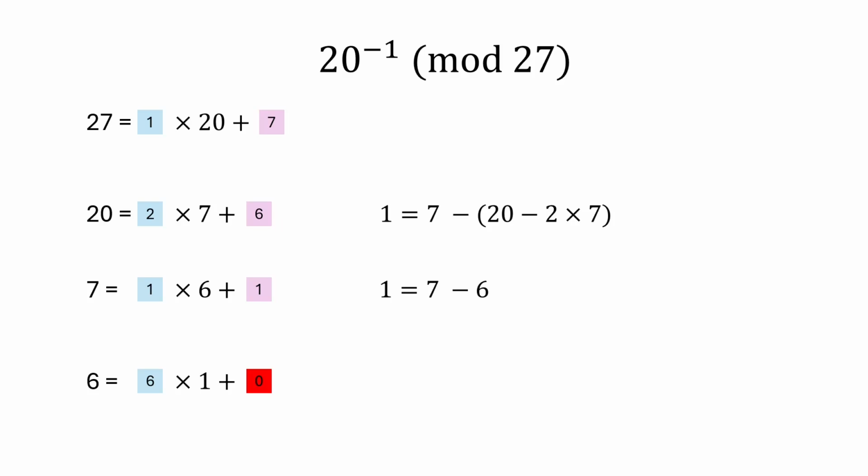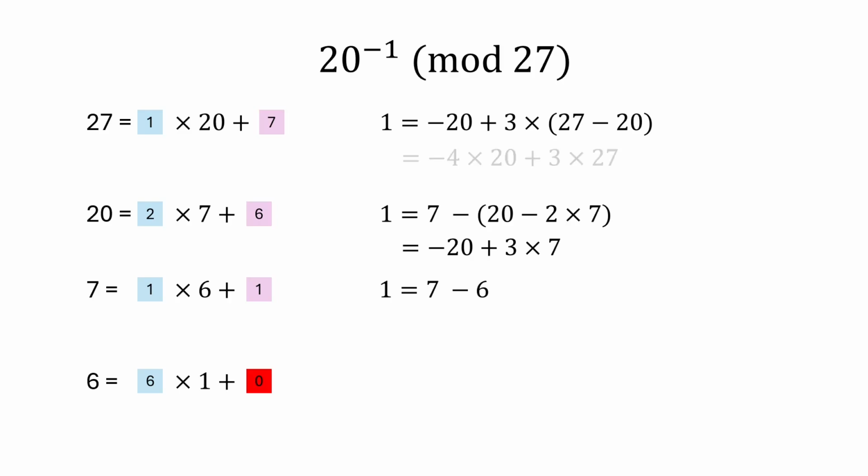Combining this with the previous equation allows us to write that 1 is equal to minus 20 plus 3 times 7. And now, from the very first equation, we can express 7 in terms of 27 and 20. And simplifying this gives us an expression of this form, which expresses 1 in terms of 27 and 20, the two numbers that we started with. And this is now going to reveal what the inverse is.